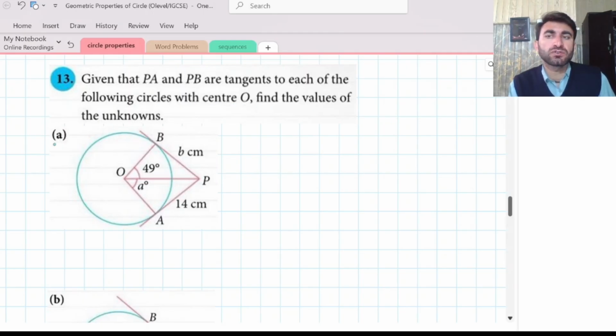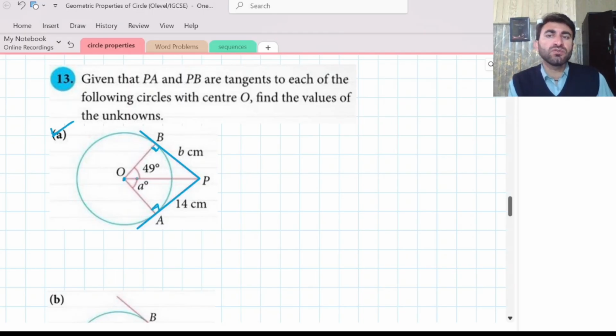values of the unknown. So here is A part, where we see O is the center of the circle, PA and PB, which are over here, they are tangents to the circle at point A and B respectively. So because they are tangents to the circle, we know they will be perpendicular at the point of tangency, the right angle at point B, and there is a right angle at point A definitely.